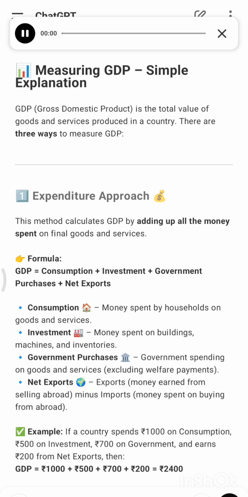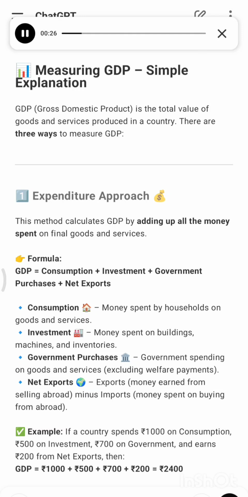Measuring GDP, simple explanation. GDP, gross domestic product, is the total value of goods and services produced in a country. There are 3 ways to measure GDP. 1. Expenditure approach. This method calculates GDP by adding up all the money spent on final goods and services. Formula: GDP equals consumption plus investments plus government purchases plus net exports.